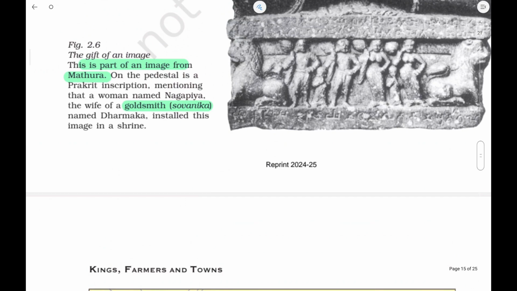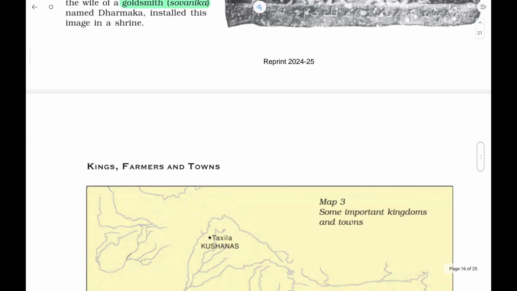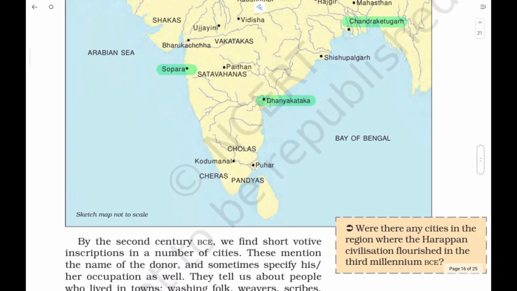Okay, now a goldsmith was known as the Sovanika at that time. So this question can be asked: during the ancient time, the term Sovanika was used for, so it was used for goldsmith. That is why I've underlined it here. So just write it down in your notes.